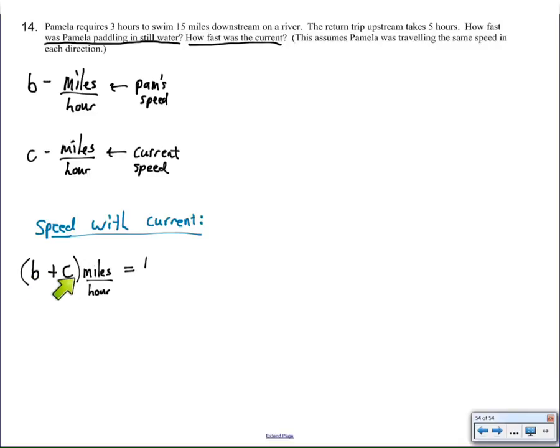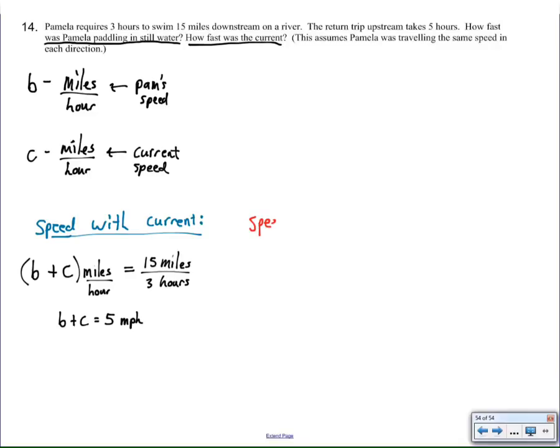So we have the speed of the current in miles per hour, and we have our own swimming speed in miles per hour. If we add them together, we still have miles per hour. According to the paragraph, we went that fast, which enabled us to cover 15 miles in just 3 hours, which is 5 miles an hour.